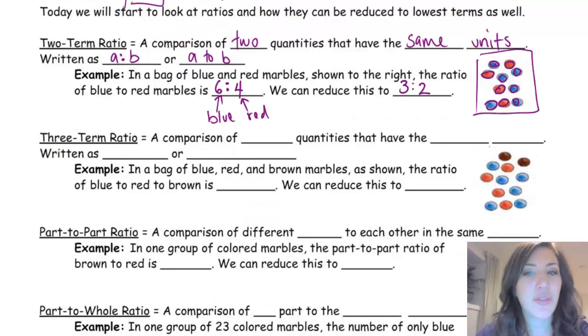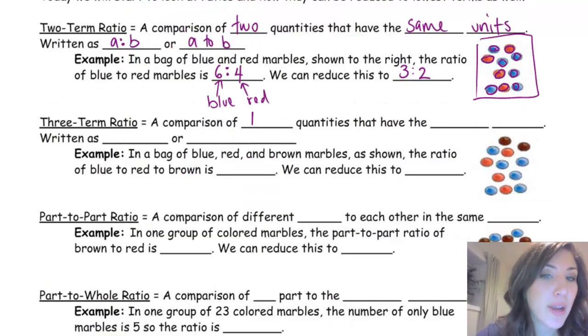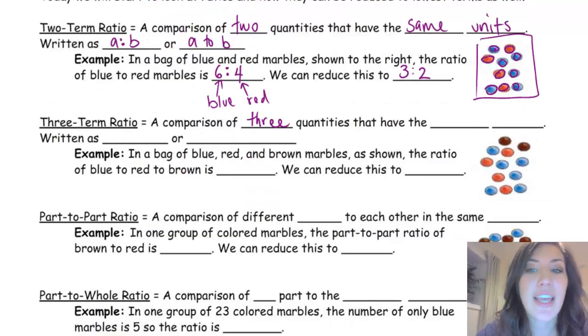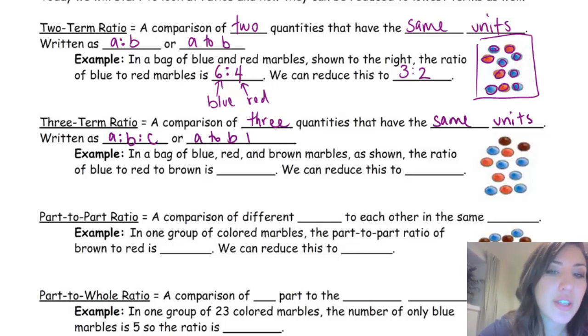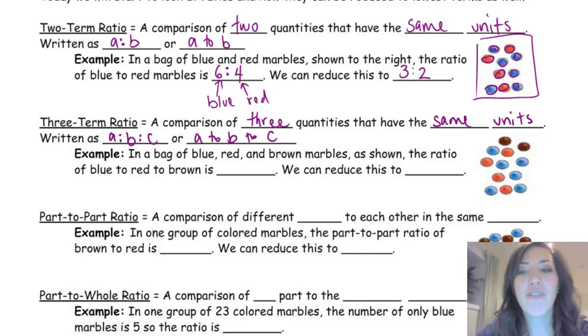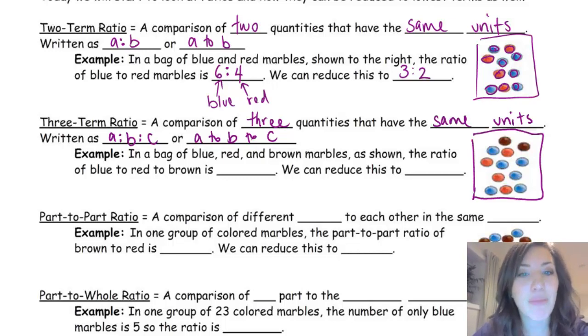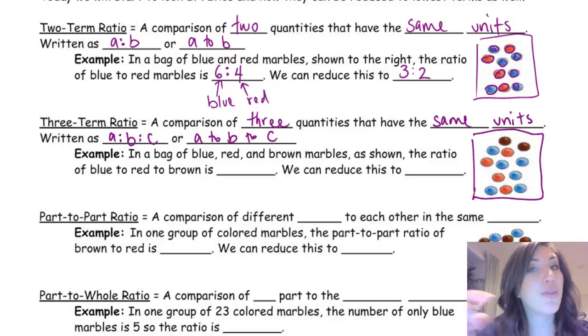Okay, so what then is a 3-term ratio? Well, that's just a comparison of 3 quantities that have the same units. In this case, our units are marbles. So this can be written as the first one, colon, the second one, colon, the third one, or A to B to C. If we have a bag of 3 colors, blue, red, and brown, then for the ratio of blue to red to brown, you have to say them in that order.